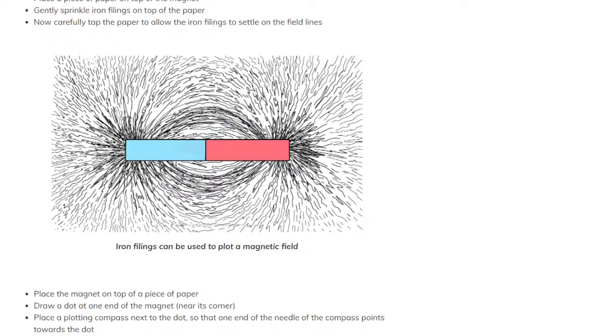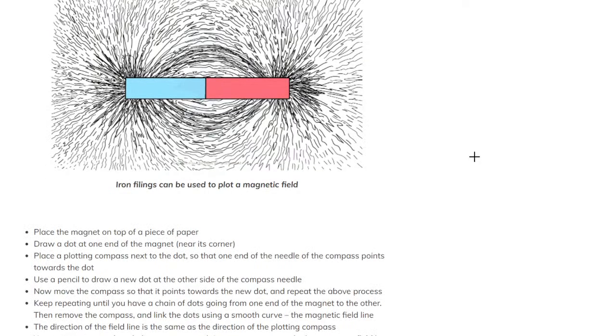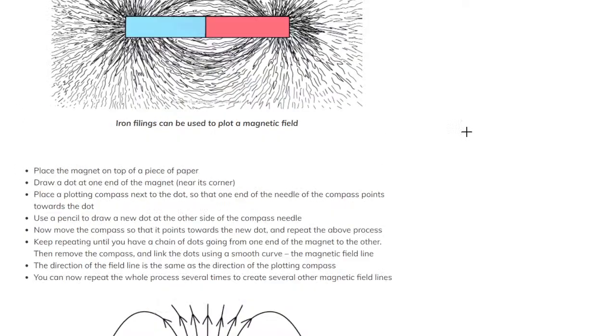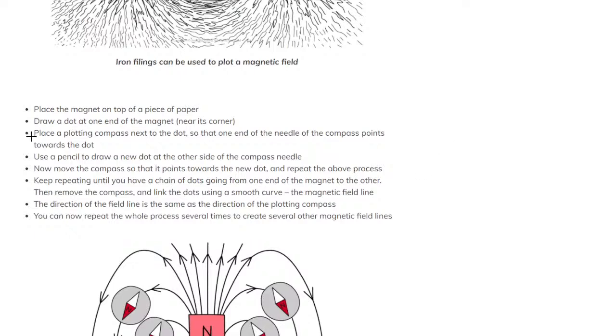Iron filings can be used to plot a magnetic field. That's a simple experiment that you can use. Now, here is the process. First of all, place the magnet on top of the piece of paper. Draw a dot at one end of the magnet, the one near the corner. Then place a plotting compass next to the dot, so that one end of the needle of the compass points towards the dot.